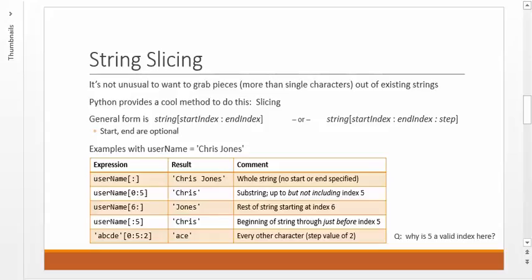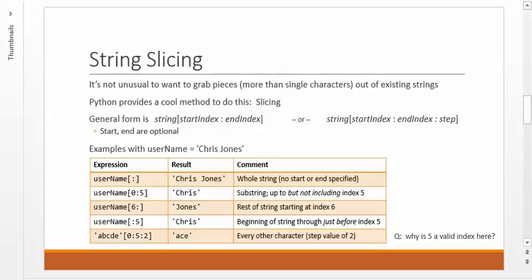Next example is I put 6 colon, but I don't put an ending value. That says I want to start at position 6, but I just want whatever else, right? Give me the whole rest of the string. So that's going to bring out Jones because that's 6 through whatever. Now you can also leave out the first parameter, so the start of the slice, so you can say username square bracket, and then in this case colon 5 says, hey, I just want to start from the beginning and go to everything up to but not including index 5. So once again, this brings out just the word Chris.